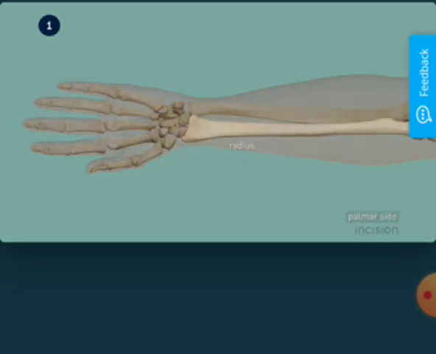The radius is one of the two bones of the forearm. Fracture of the radius most commonly occurs distally, near the wrist. A common mechanism for a distal radial fracture is a fall on an outstretched hand.